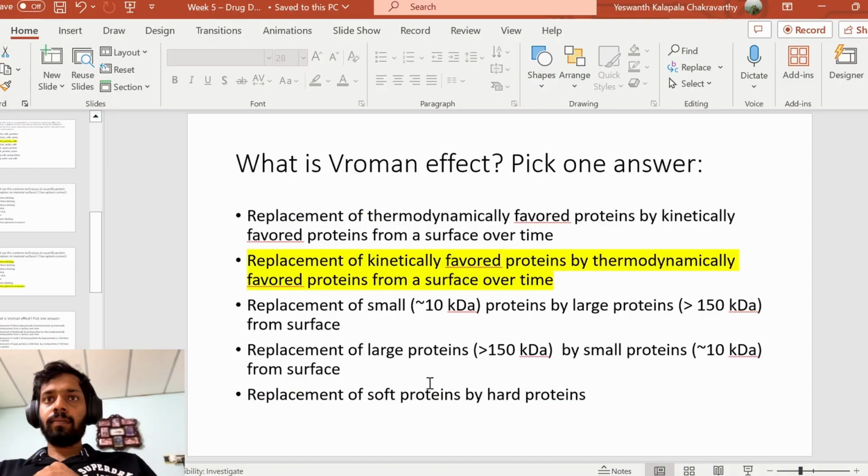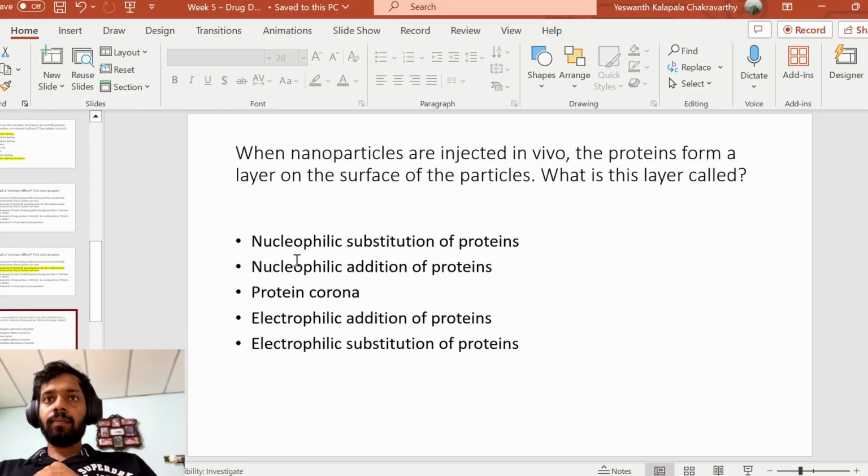Okay, so the next question is the Vroman effect. Like I just said, the Vroman effect is basically the replacement of kinetically favored proteins eventually by thermodynamically favored proteins over time on a biomaterial surface. And the next question reads: when nanoparticles are injected in vivo, the proteins form a layer on the surface of the particles. What is this layer called?